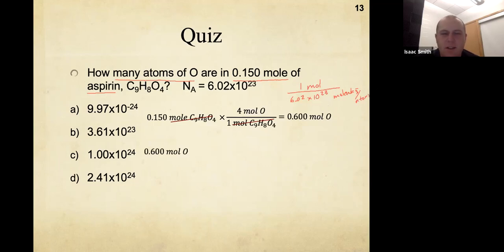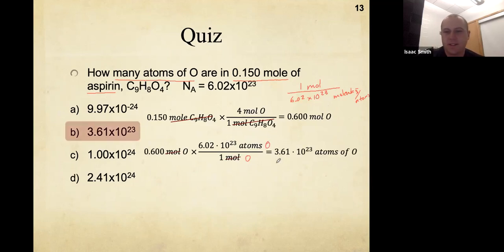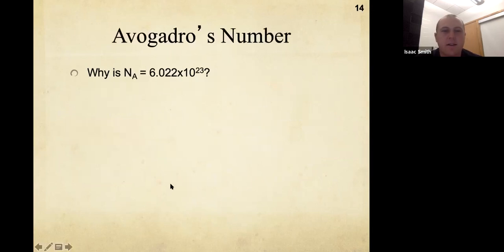So now we can take 0.60 moles of oxygen, use Avogadro's number to say for every 1 mole of oxygen, we have 6.02 times 10 to the 23rd atoms of oxygen. Which gives us, if you do that calculation, your number of atoms of oxygen in 0.6 moles of oxygen. Hopefully that's working out there. I'll show you that in a second.